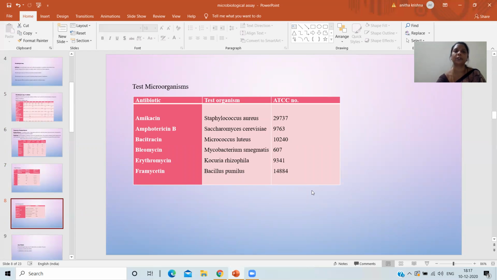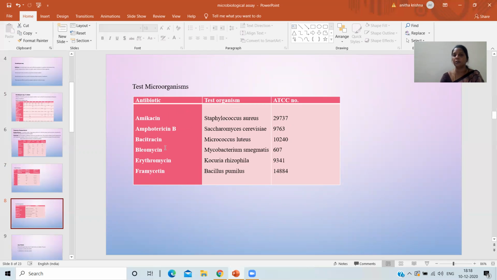Talking about the test organisms. These are some of the test organisms which we generally follow in order to carry out your microbiological assays of antibiotics. For example, for amikacin, the test organism we use is Staphylococcus aureus, and ATCC is the American Type Culture Collection. According to the standards, they give certain numbers. 29737 is the American Type Culture number for Staphylococcus aureus, which is used for amikacin.